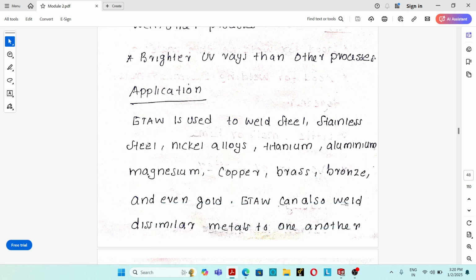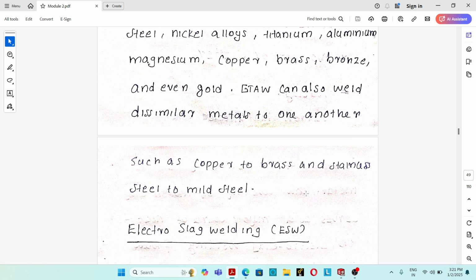Next, what are the applications of the TIG welding or GTAW process? GTAW is used to weld steel, stainless steel, nickel alloy, titanium, aluminum, magnesium, copper, brass, bronze, and even gold. GTAW can also weld dissimilar metals to one another, such as copper to brass, stainless steel to mild steel, etc.